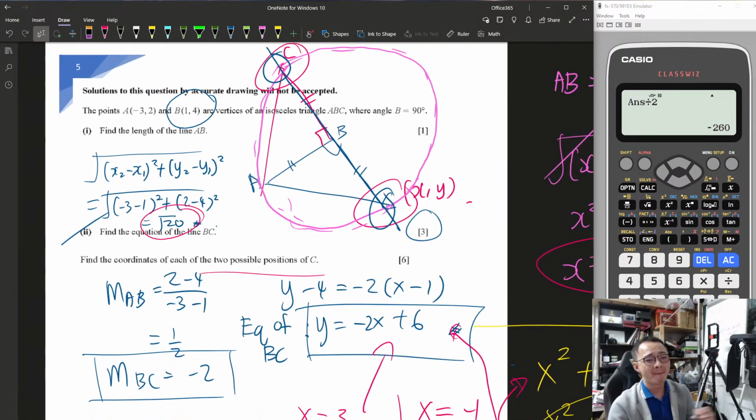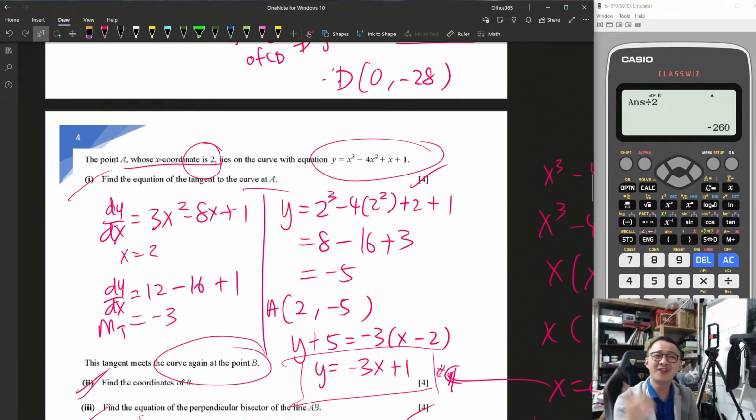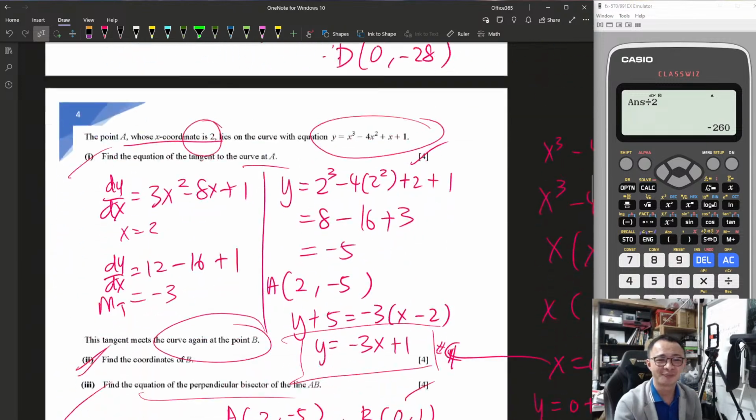Alright, so I hope this one hour can benefit you, and at least help you understand a little bit about how to find a coordinate, how to do the perpendicular gradient, how to find the equation of a perpendicular bisector, how to find the two possible coordinates, how to find the equation of a tangent, and so on.